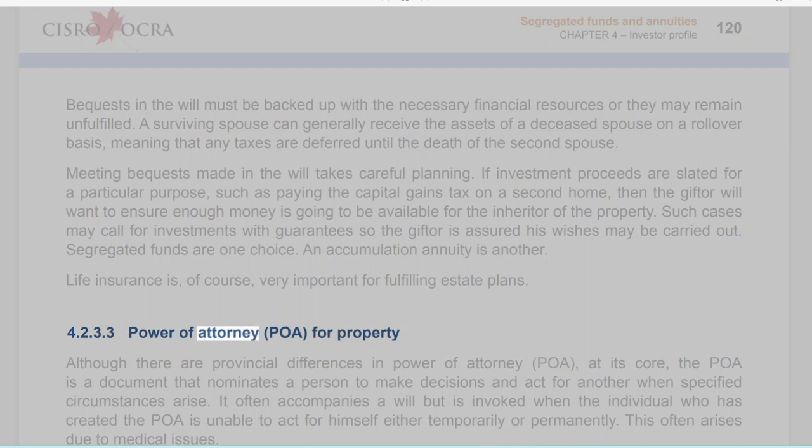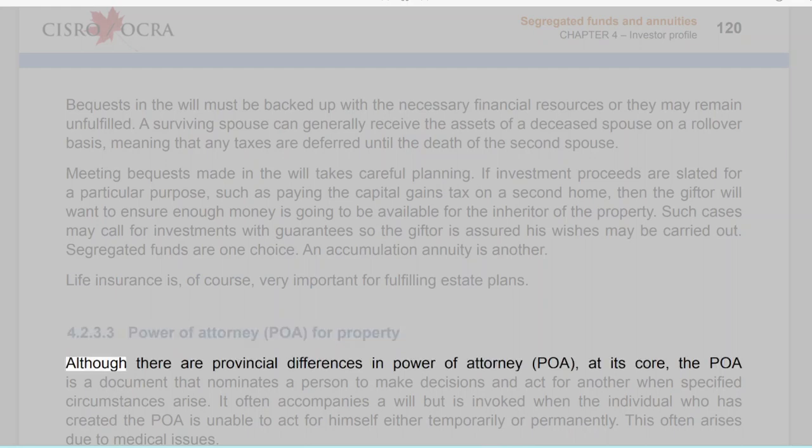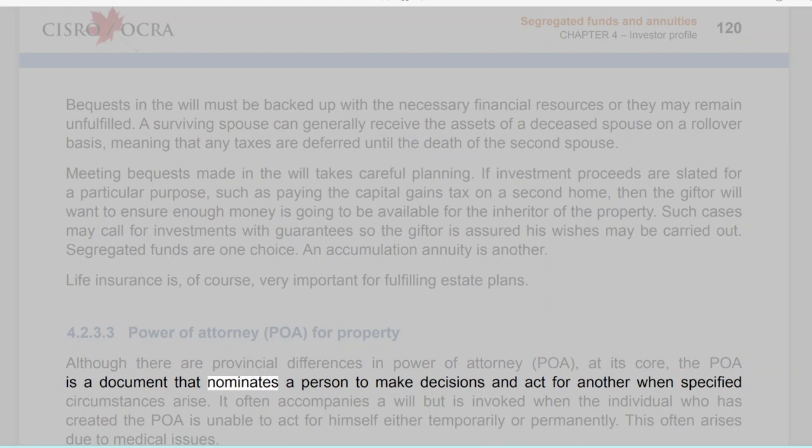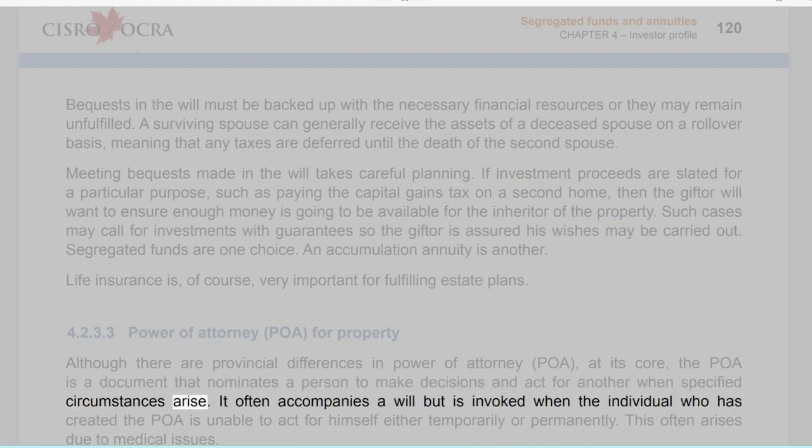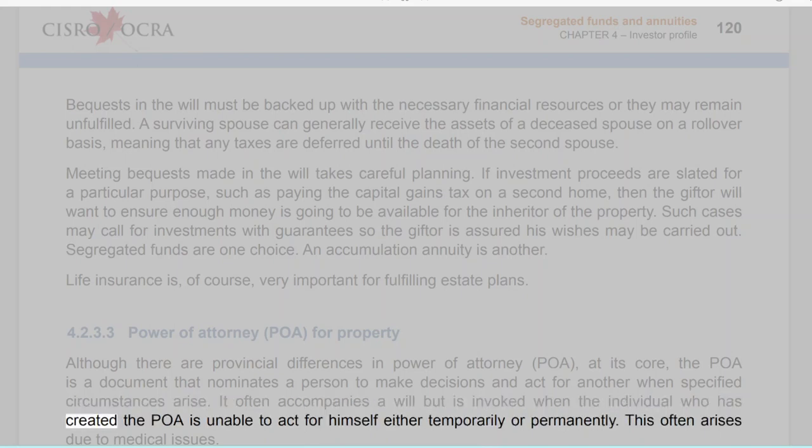4.2.3.3 Power of Attorney, POA, for property. Although there are provincial differences in power of attorney, POA, at its core, the POA is a document that nominates a person to make decisions and act for another when specified circumstances arise. It often accompanies a will but is invoked when the individual who has created the POA is unable to act for himself, either temporarily or permanently. This often arises due to medical issues.